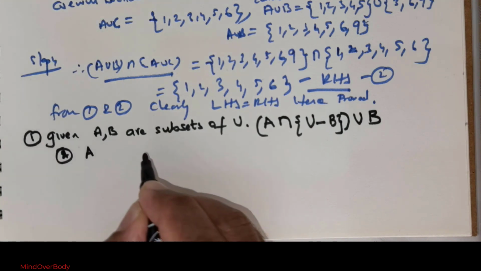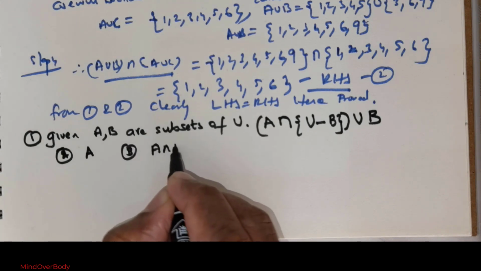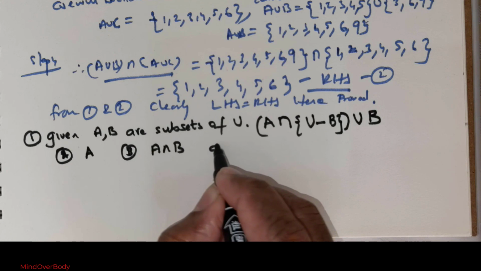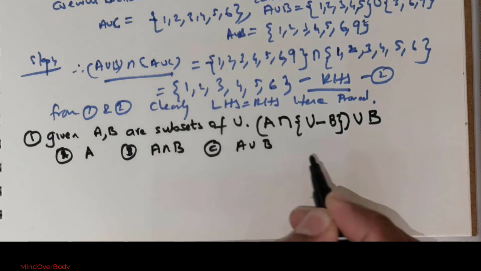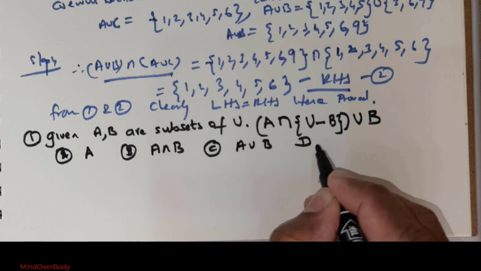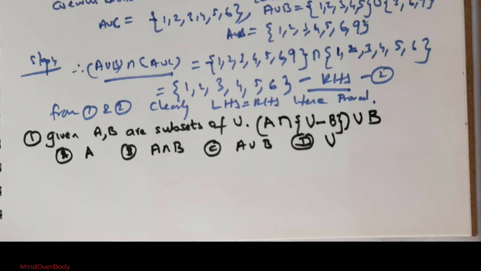The choices are: A, is it A? B, is it A intersecting B? C, is it A union B? And D, is it the universal set? So your time starts now. You can give the solution.